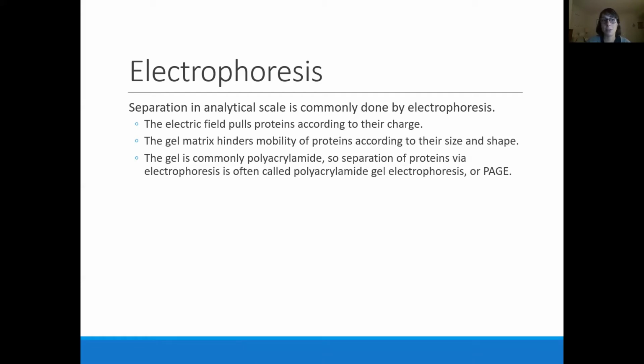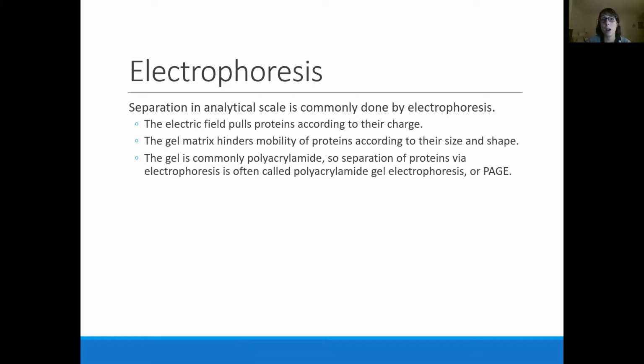What happens in electrophoresis is that an electric field pulls proteins through a gel according to their charge, or in some cases, according to their size. The gel matrix is going to hinder the mobility, so it'll change the mobility of the proteins based on their size and shape.